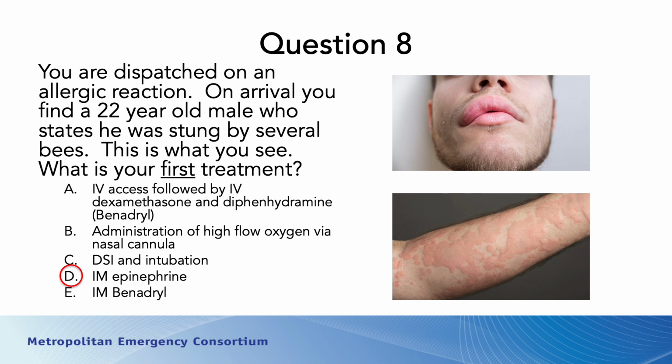And IV access would be important because if they start dropping their pressures, they may need fluid boluses to maintain pressure, or they may need an epinephrine infusion at some point. Not common, but it does happen. You're not going to hurt them by giving them this stuff, but you will by not giving the epi.